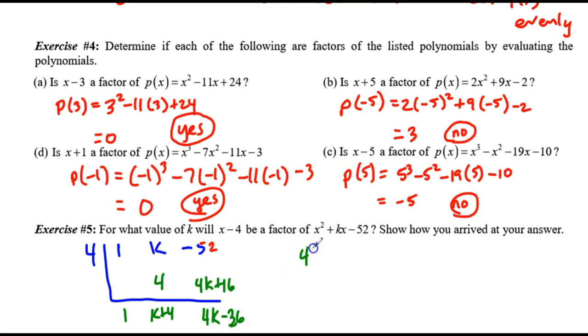So we're going to find out what value of k would produce that. And that's just some simple algebra. So 4k equals 36. K would have had to have been 9. Okay? So if k is 9, then I can divide evenly 4 into this polynomial.